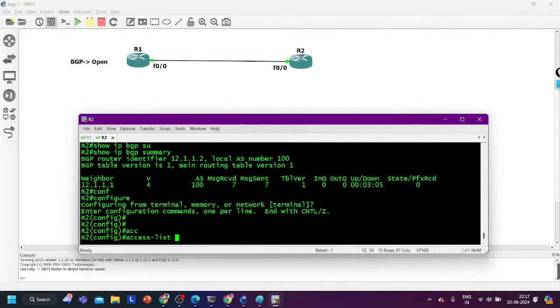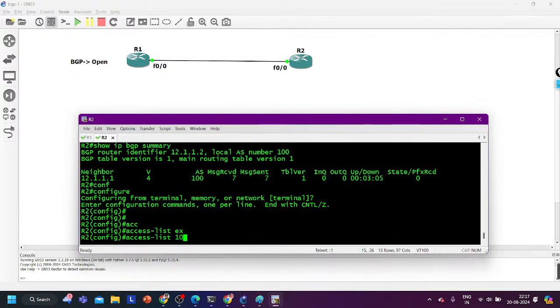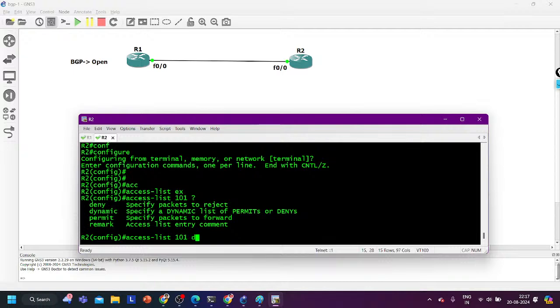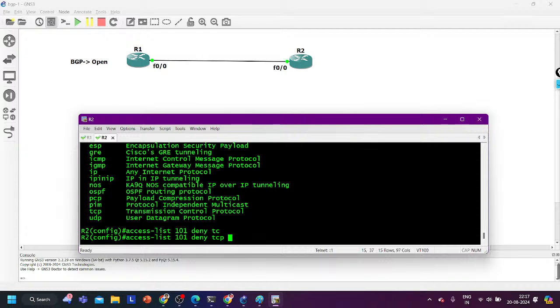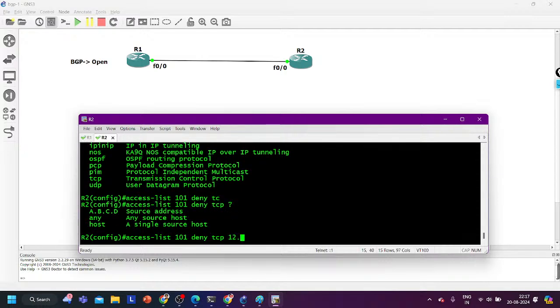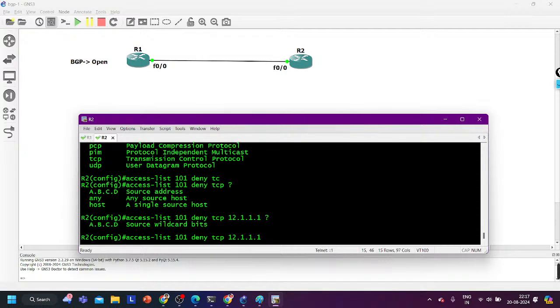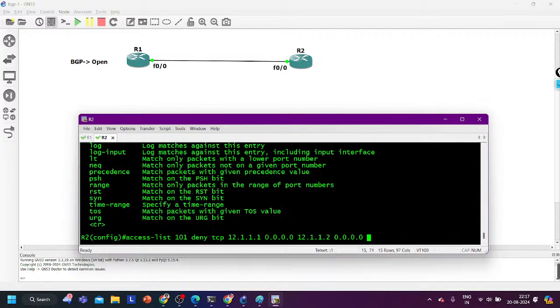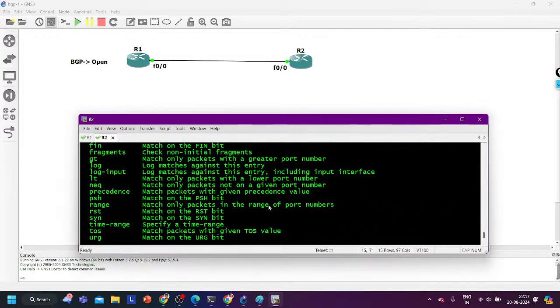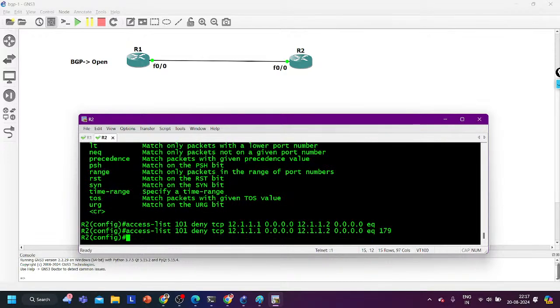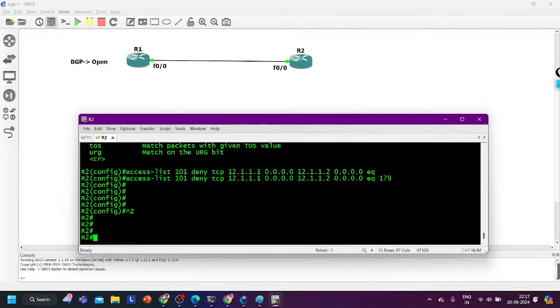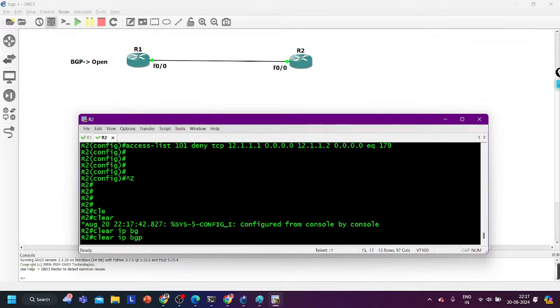Say access-list 101, which means extended ACL, and then deny TCP protocol with source 12.1.1.1, wildcard mask 0.0.0.0, destination 12.1.1.2, wildcard mask 0.0.0.0, and the port number equal to 179. I have blocked the TCP port number 179, and clear IP BGP *.